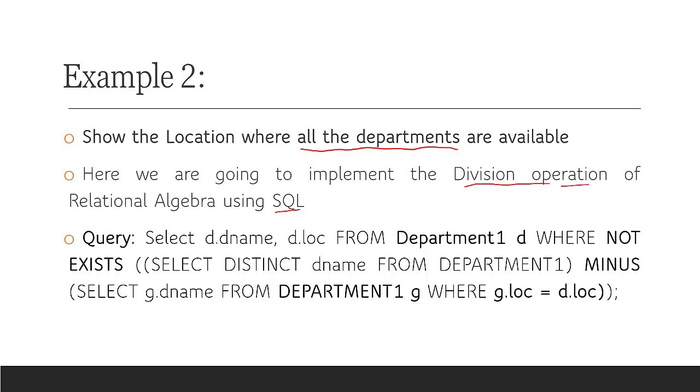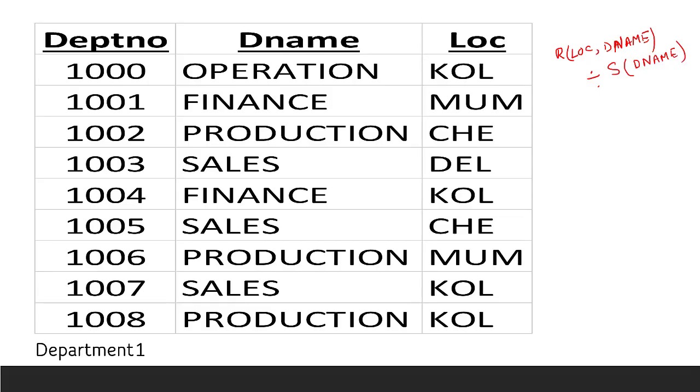So what is the logic here? First consider the location and the dname. Next we are going to use the inner query. There will be two different queries in the inner query. The first part of the inner query will give me all the different departments. The different departments available are operation, finance, sales, and production. So these are all the different departments available. Let us consider this as A.